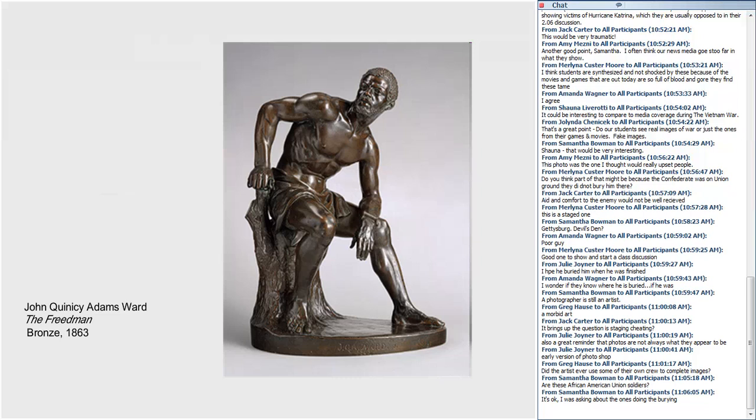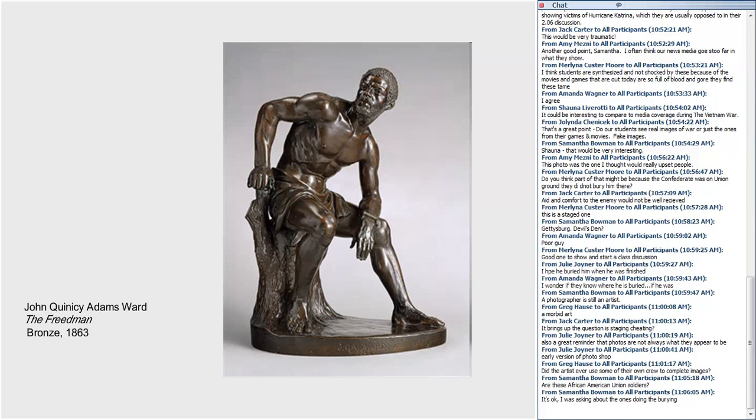The idea here is that this is a fugitive slave who has escaped from his plantation or wherever he was and is on the road to freedom. And so he's in between slavery and freedom. And the sculptor very self-consciously designed him to be that way. He has left slavery, but he has not yet achieved freedom. He's in between these two states.